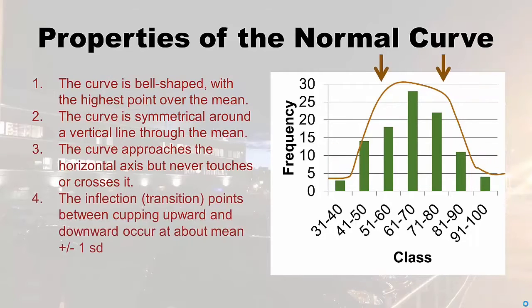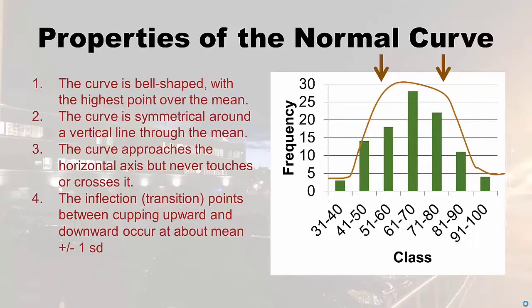Then also there's these inflection or transition points between cupping upward and downward. And these transition points occur at about the mean plus one standard deviation and about the mean minus one standard deviation. And this is a little hard to explain, but imagine you're on a roller coaster and you're going up this normal curve. There's this part where you're just mainly going up. Well, the part where it seems to kind of level out and you're at the top of the curve, you start sort of relaxing. That's that inflection point.